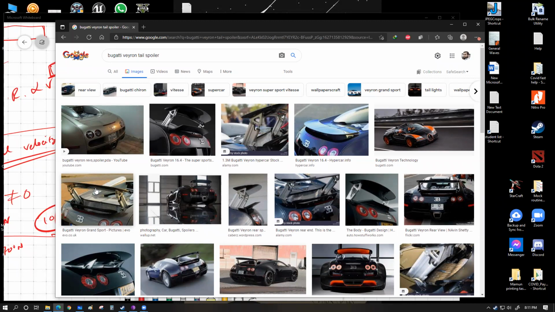Bugatti Veyron was not the first car to manipulate air resistance for their advantage, but they were the first group of people, I'd say, who could use it in the most effective way, so that their car could go really high speed and still not lose control.